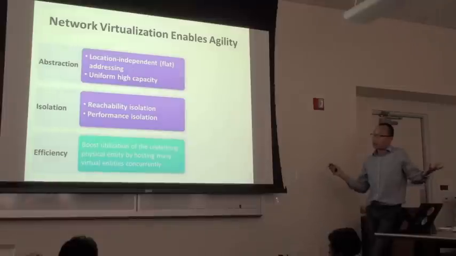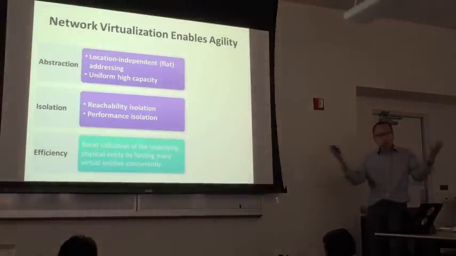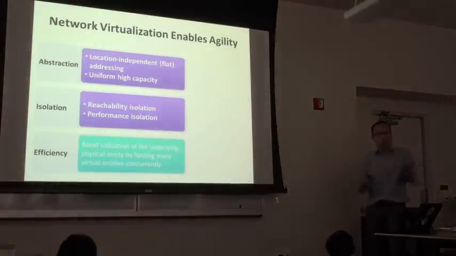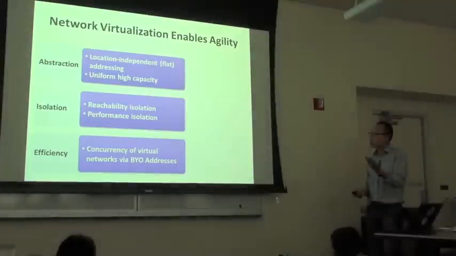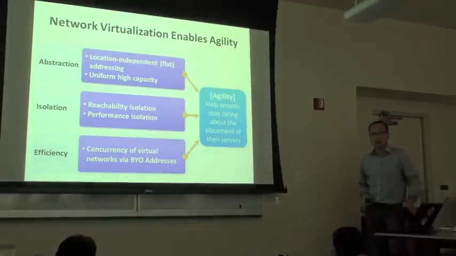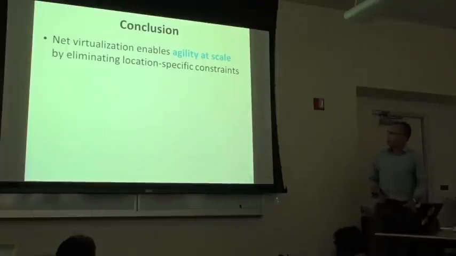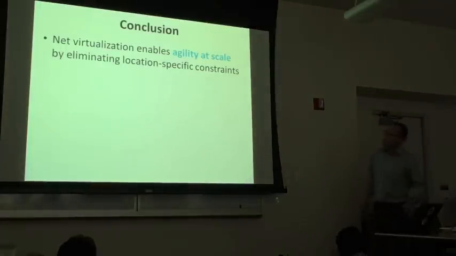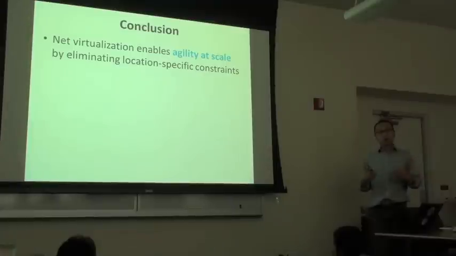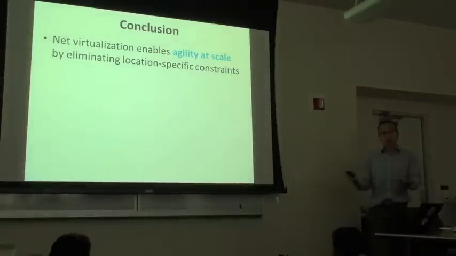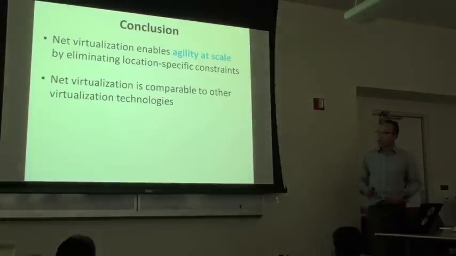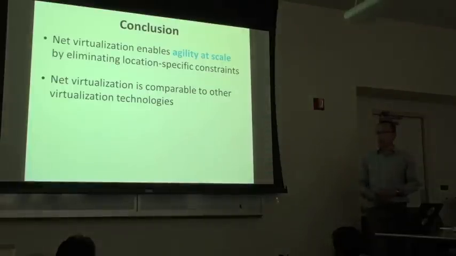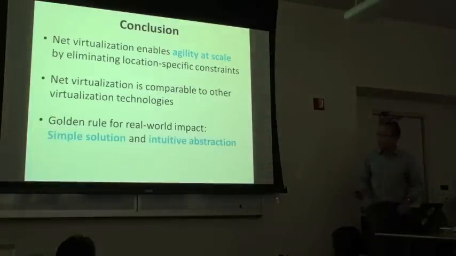Efficiency. Just as virtual memory hosts multiple processes sharing exactly the same virtual address spaces, we also ensure the concurrency of virtual networks using a feature called bring your own addresses. All this improves the agility in the data center significantly. Network virtualization enables agility, meaning that providers and tenants can use any available servers anytime in the data center. And network virtualization is comparable to virtual memory, machine virtualization, and storage virtualization.